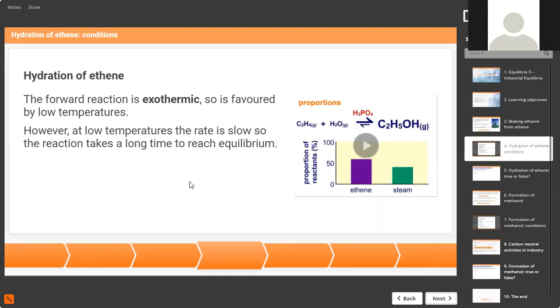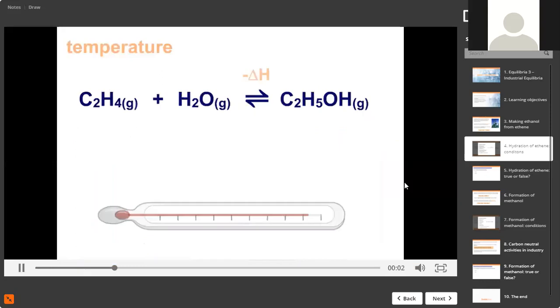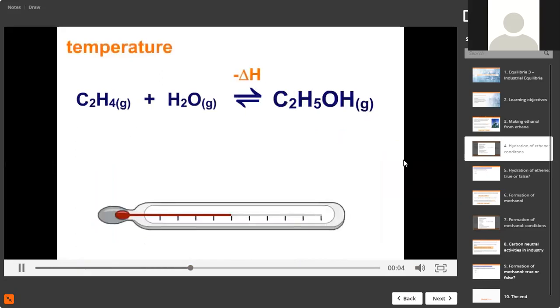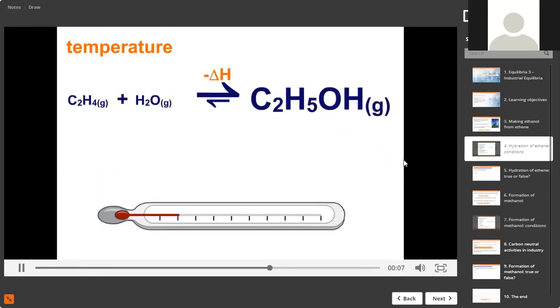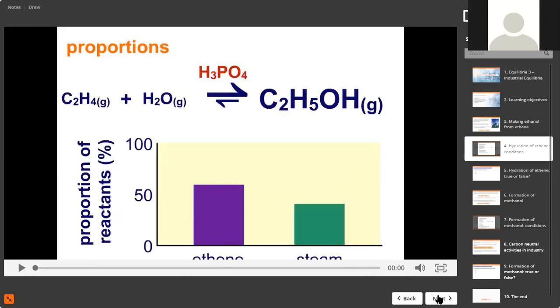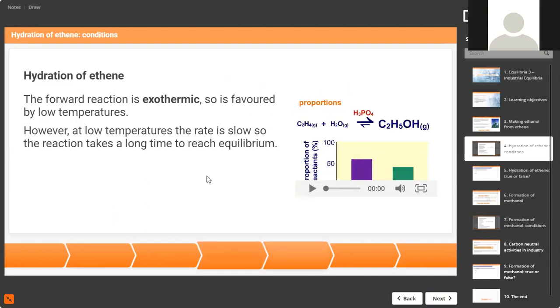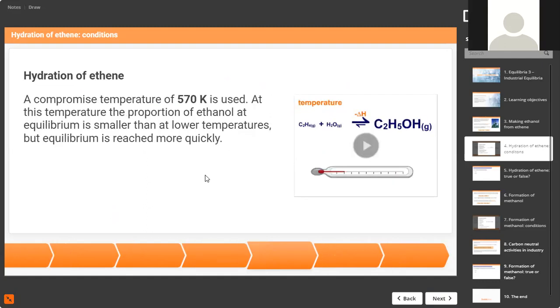So the forward reaction is exothermic, so it's favoured by low temperatures. However, at low temperatures, the rate is so slow, the reaction takes a long time to reach equilibrium. So we can show you by this image here. If we decrease temperature, we get higher yield, but it is very slow. So a compromise temperature of 570 Kelvin is used. Why we do this is because at this temperature, the proportion of ethanol at equilibrium is similar to that at lower temperatures, but we get to equilibrium a lot more quickly.